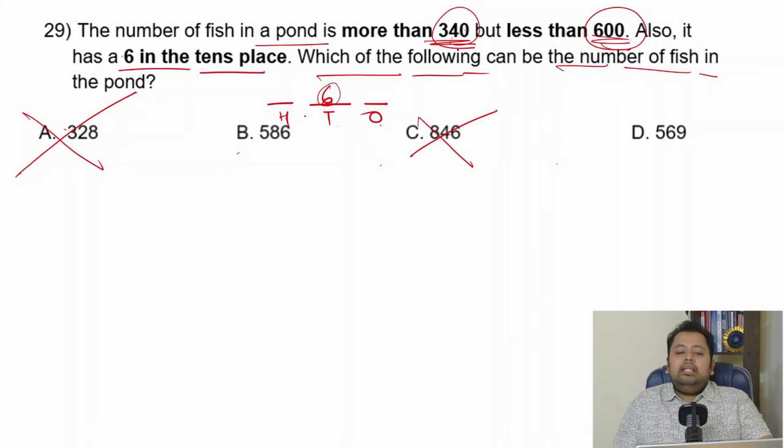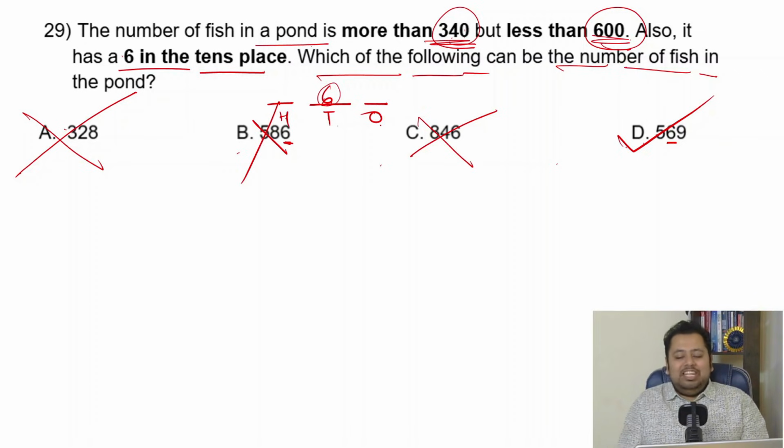Then we know that 6 is in the tens place in option B and option D. It is option D that has 6 in the tens place. Here in B, 6 is in the ones place, right? So option B cannot be the answer as well. So option D is your correct answer. Hope you got this one correct as well. If you did, give yourself a star.